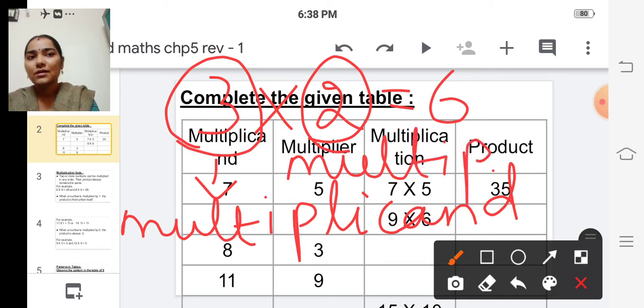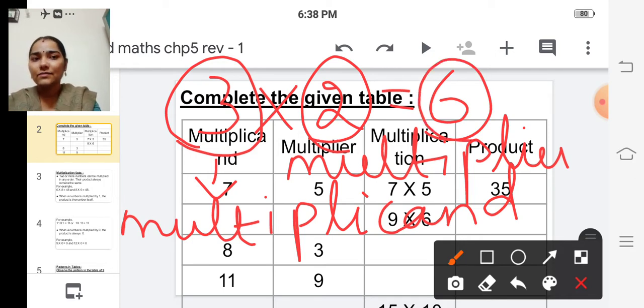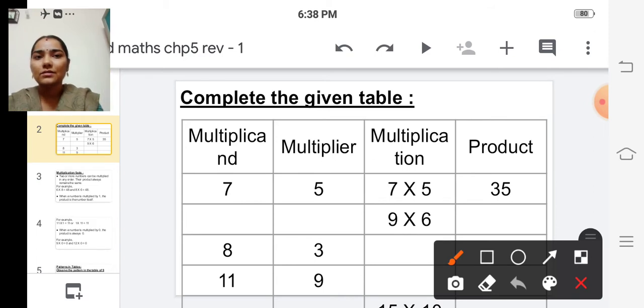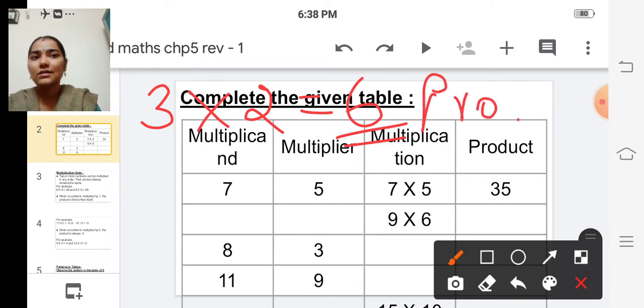2 is multiplier. And this 6 is the product. Okay, this 6 is the product. See, 3 twos are 6. This 6 is the product. The answer is the product.